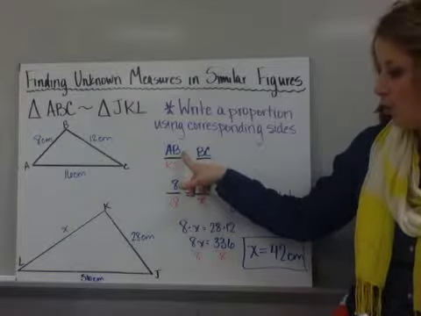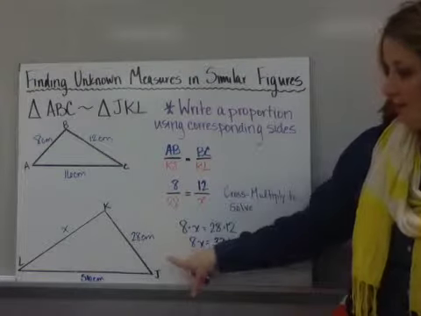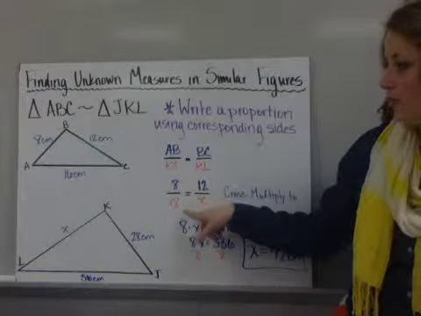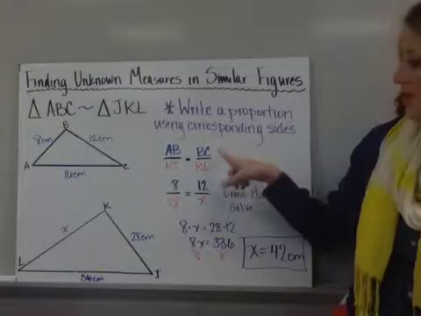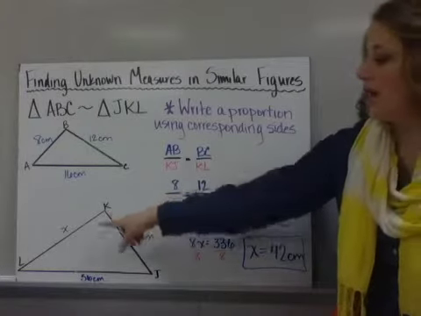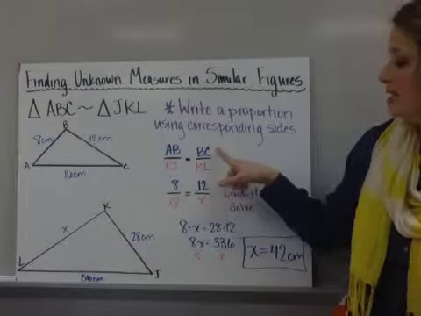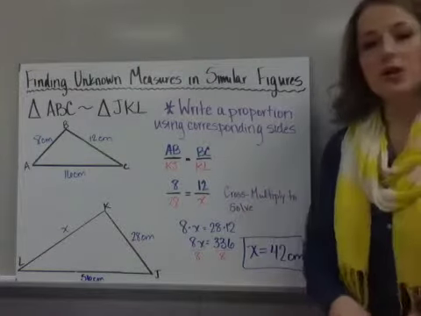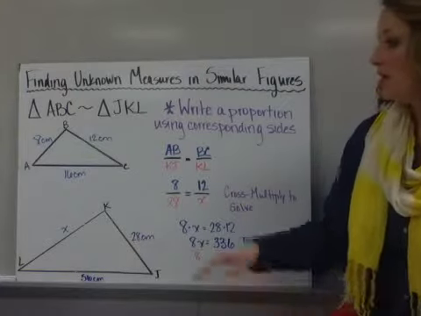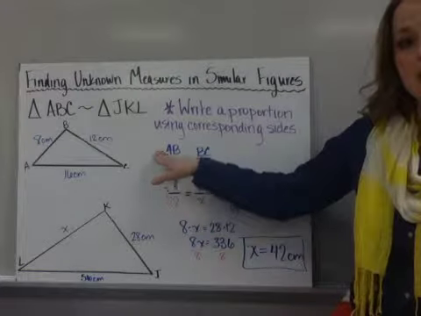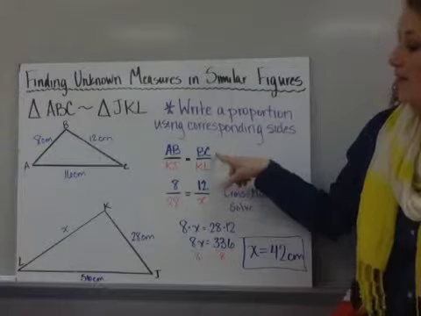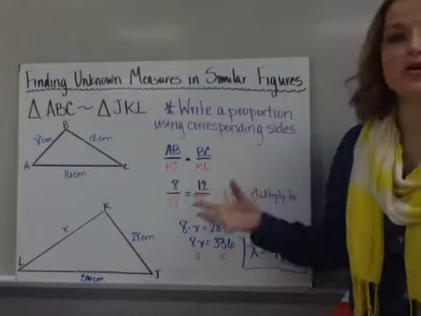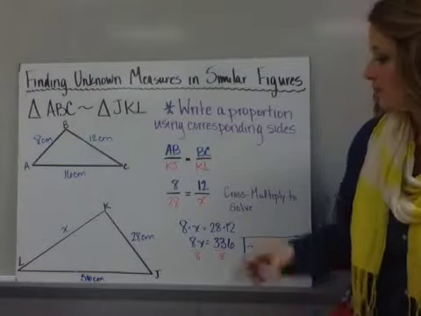Side AB corresponds to side KJ, so I'll put those measurements in. 8 over 28. Then the other side that we're wanting to know, KL, corresponds to BC. So BC goes on top, KL goes on bottom. A good thing to remember whenever you're setting up these proportions: if you have the smaller figure on top for the first ratio, you have to have the smaller figure on top for the second ratio as well. You wouldn't want to flip that, otherwise you're not going to come up with the right value.